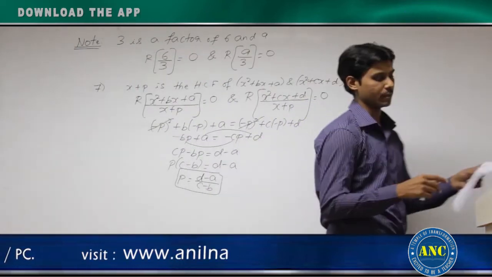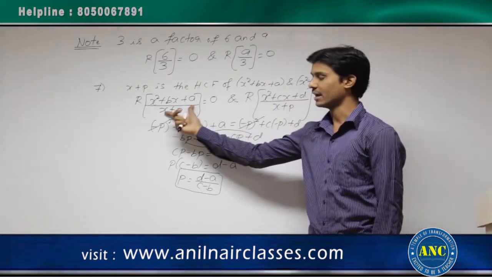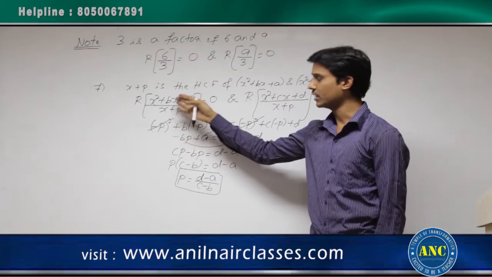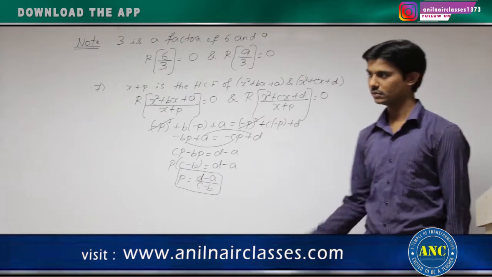Remainders of both of them are 0. Right hand side of both the equations are the same. Equate the left hand side. How will you find the remainder? Substitute x is equal to minus p in the numerator. Simplify for the value of p. Please read.